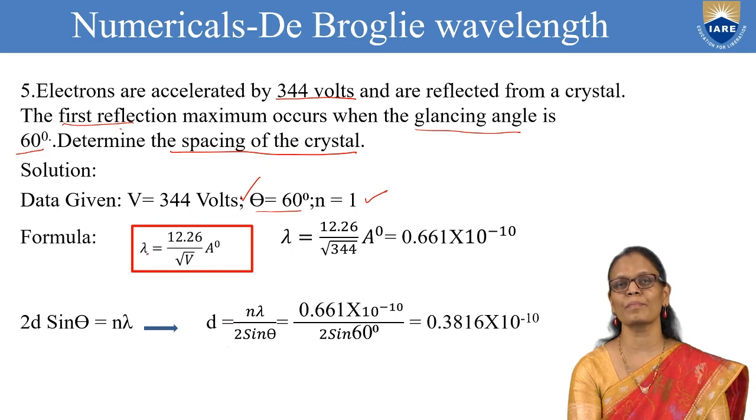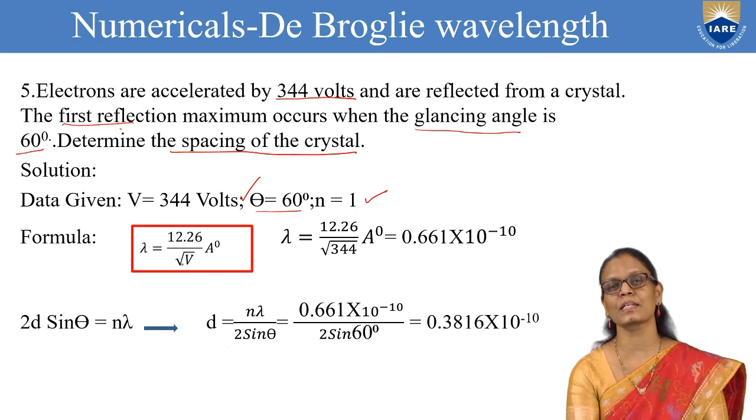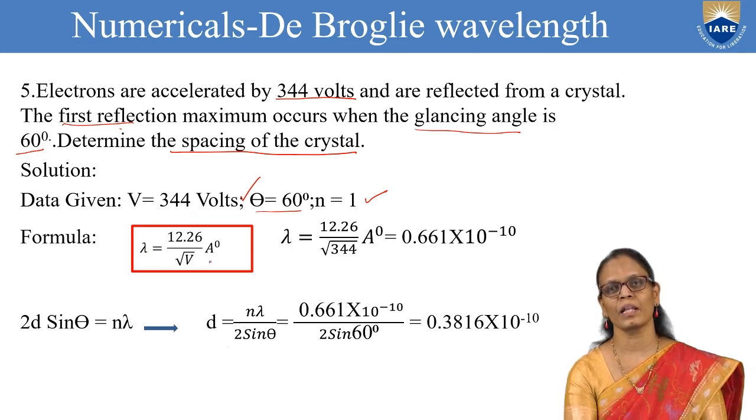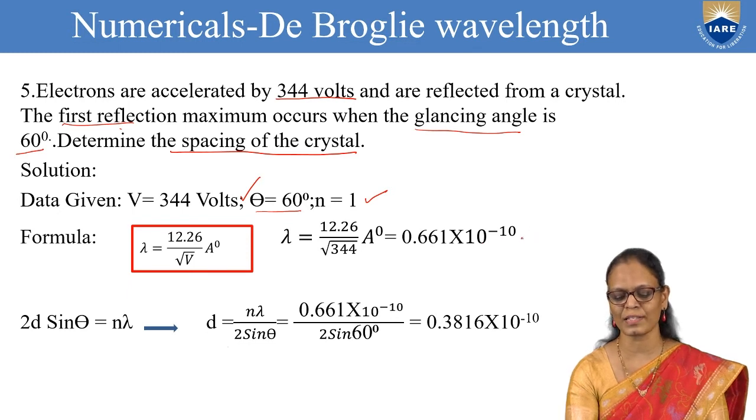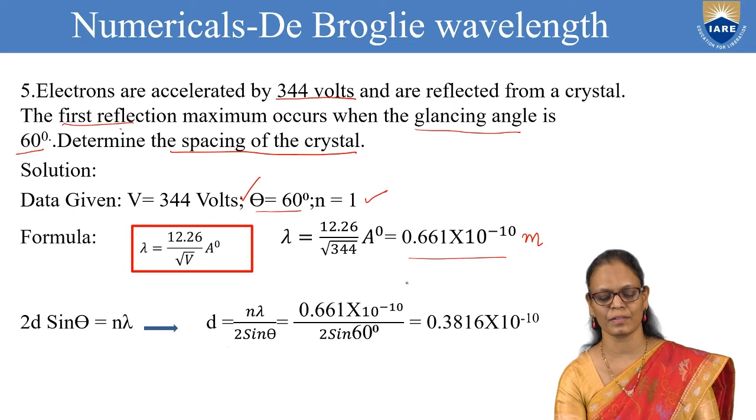So we'll use the formula lambda is equal to 12.26 upon root V in angstrom. So 12.26 upon root 344 because the voltage is given as 344 volts. So under root 344, you will get it as 0.661 into 10 to the power of minus 10 meters. So here we have written it in terms of meter.